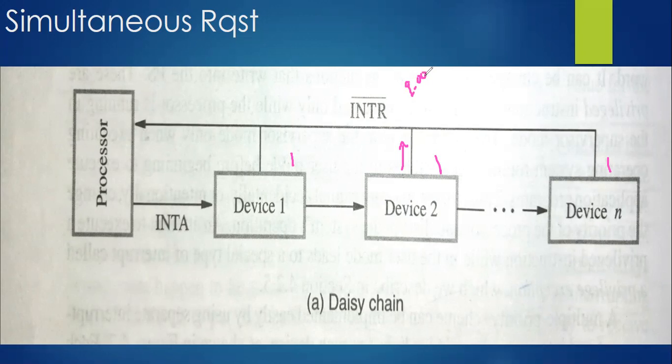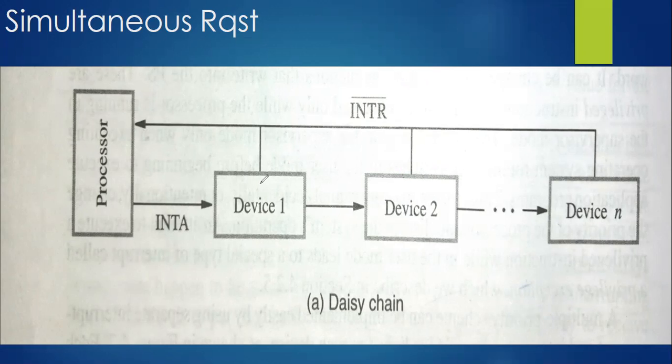How can we break this tie, and how do we select the individual interrupt requests so that we can provide a service for those particular devices? How to select? Any guess? This arrangement is what we call a daisy chain.